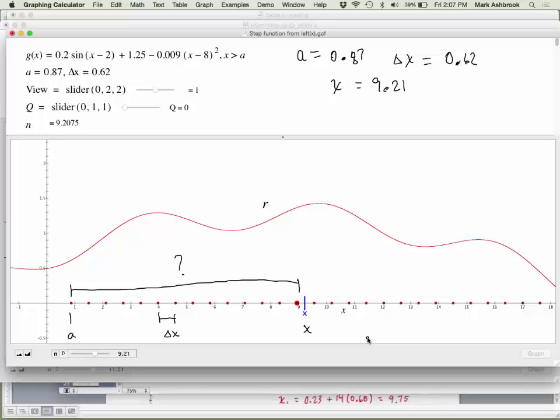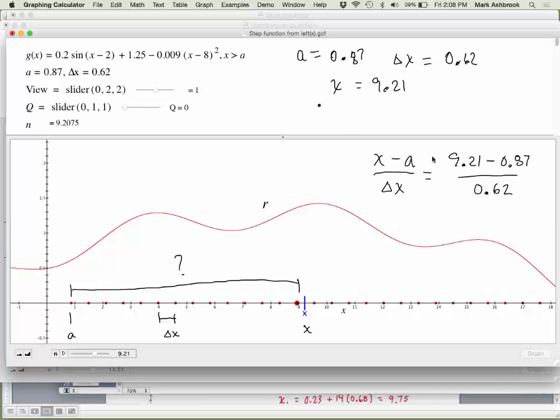Okay, so what's x minus a? It's the distance of your interval from the starting value of x to the current value of x, which would be x minus a. And what are we asking about that? How many delta x's fit into that. What operation is that? Division. We're asking how many delta x's would fit into that. All right, so let's do it. It's x, which is 9.21, minus our 0.87, over 0.62.